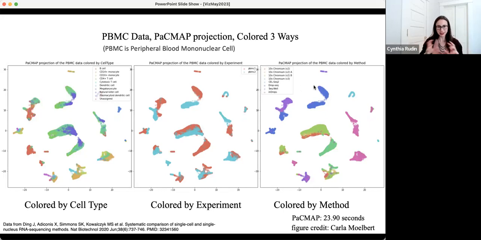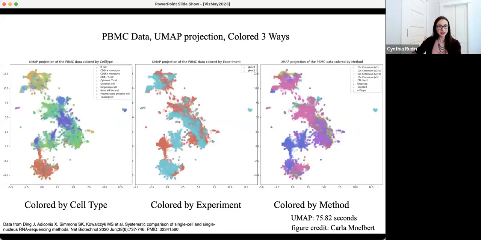So you can really get a sense of what's going on by visualizing all of this data. And I'm going to show you the same three images with UMAP as the method for producing these. And it's just not nearly as clean, and you're not really seeing the global structure as well as you did with PaCMAP.